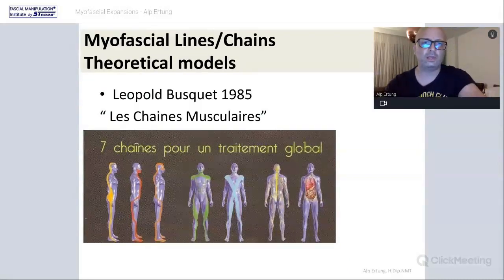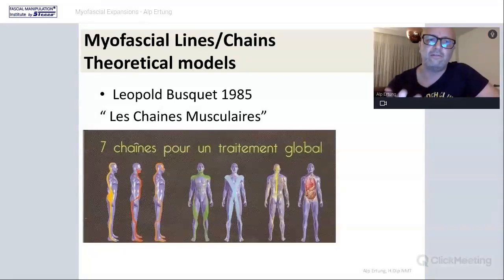And also, from an osteopathic point of view, Leopold Busquet, in 1985, was also talking about the muscle chains, and for global treatment, he also included the nervous system and the internal organs. And it's really nice, the need of integrating everything is another good step toward reality, for us to get better solutions in our clinics. And this was a good thing to do.